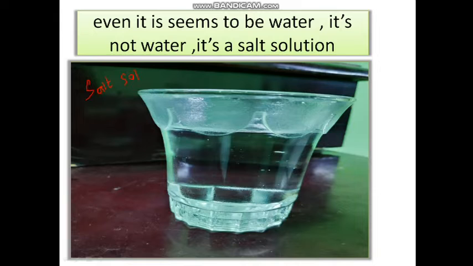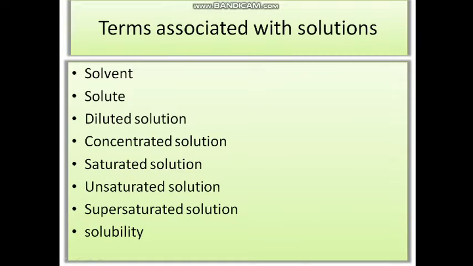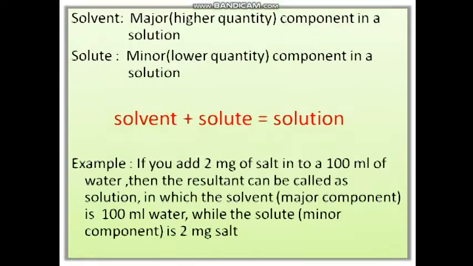Next, coming to the terms associated with the solution: solvent, solute, diluted solution, concentrated solution, saturated solution, unsaturated solution, supersaturated solution, and the last one is solubility. Coming to the solvent: the solvent is the major portion in the solution, while the solute is the minor component in the solution. The solution is formed by combining both solvent and solute.